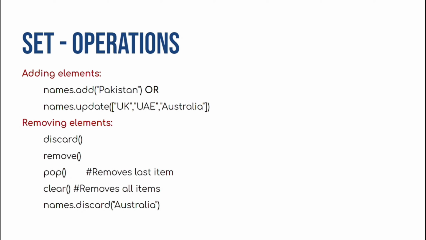You can add items to a set using the add function, or if you want to add multiple items, pass values in an update method. To remove elements, you have various methods. Each of them serves a unique purpose. I will show you using some examples once we get our hands dirty with the code for the set.